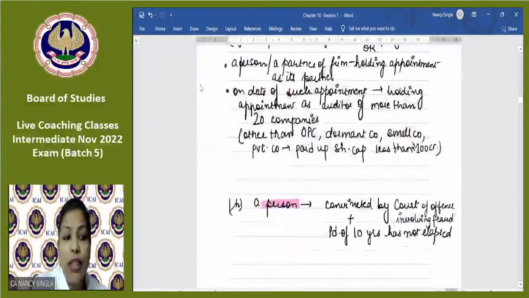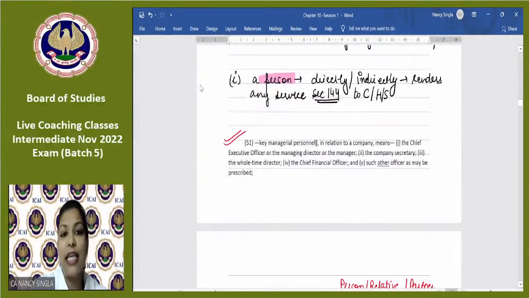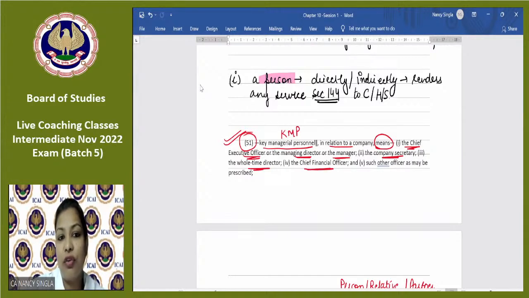So the term key managerial person is defined in section 2, clause 51 of the Companies Act 2013, and it says KMP in relation to a company means key managerial person. Various positions have been defined as KMP: the CEO, Chief Executive Officer, the MD, Managing Director, or a manager, a company secretary, the whole-time director, the CFO, Chief Financial Officer, or such other officer as may be prescribed. For the purpose of this chapter, you need not learn or cram these definitions. These are just for your understanding.